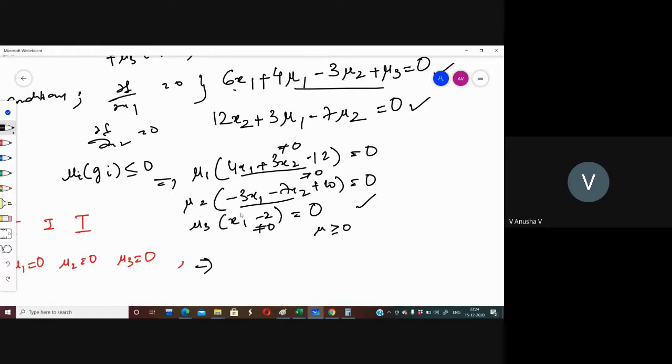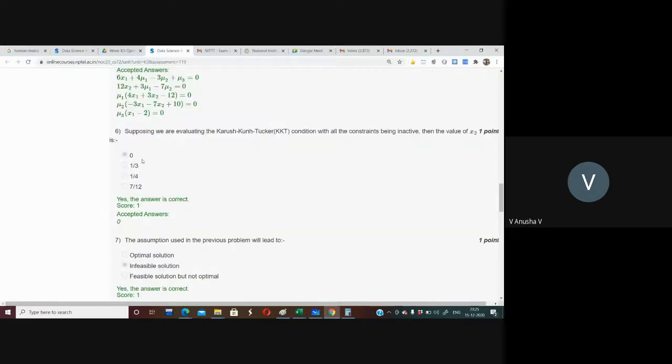Then I'll be getting the equation 6x1 plus 0 minus 0 plus 0, so I'll be getting 6x1 equals 0. Then let's substitute here also: 12x2 plus these two zeros equals 0. This implies that x2 is also 0. So x2 should be 0. That's it. The accepted answer is 0. So in that way you need to do it.